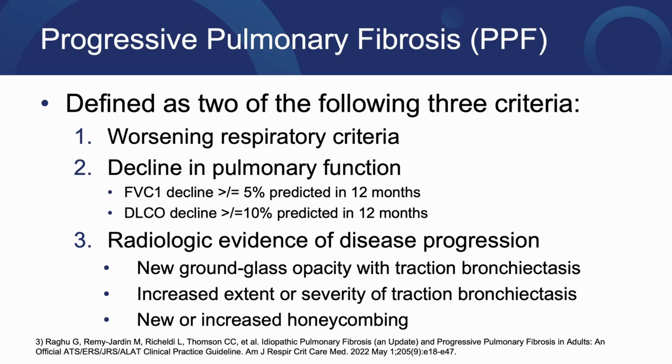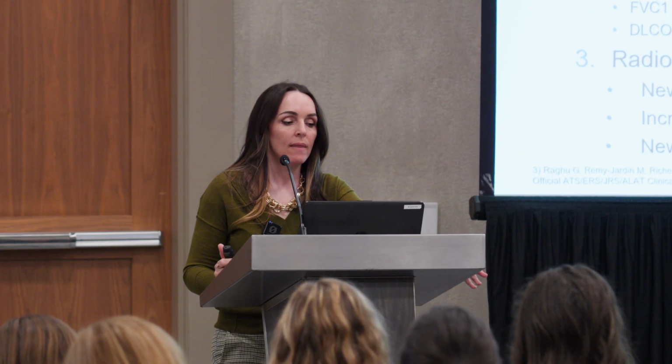So how we know it's progressing is we're watching their FVC. Again, forget about the one. We're looking at their FVC and we're looking at their DLCO, their diffusion capacity. And if their FVC declines by 5% or more in 12 months and/or their DLCO declines by 10% or more in 12 months, we consider that a progressive phenotype. Another way that we also look at it is the radiology findings.